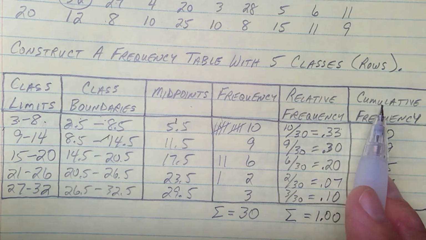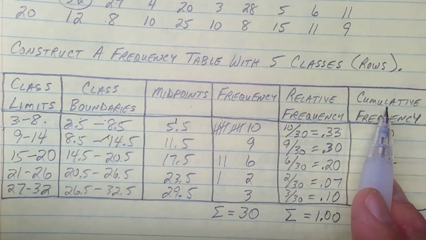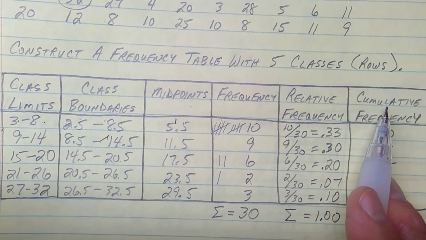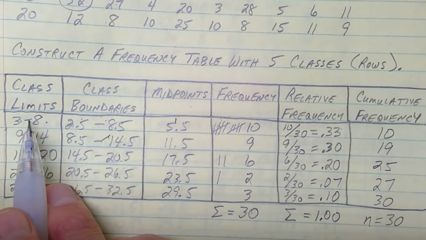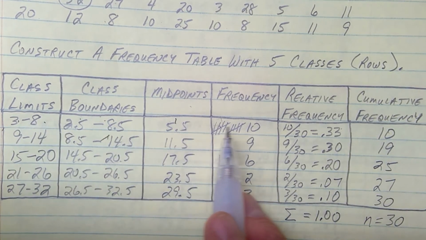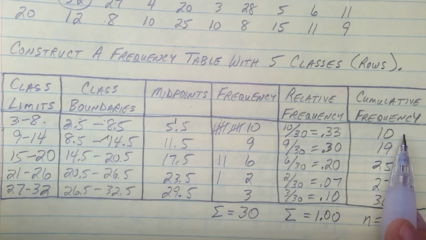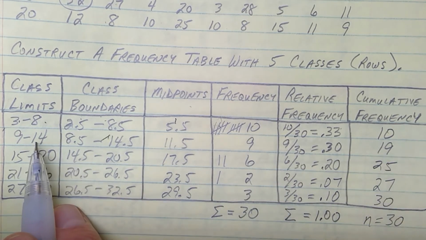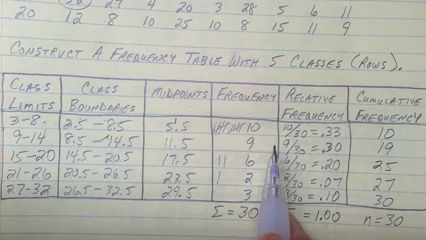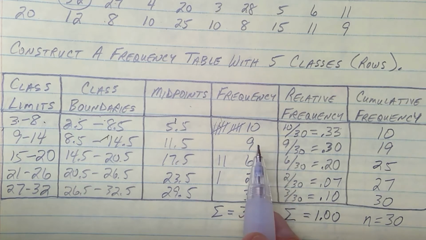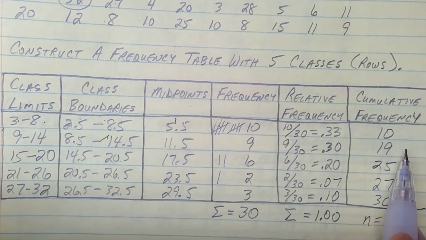Cumulative means accumulate. So you just accumulate more and more and more. This is a running total. So how many did we have when we were done with the first row? We had 10 values. Okay. How many did we have when we were done with the second row? Well, we had 10 and we accumulated 9 more. Now we have 19. It's kind of a running total.